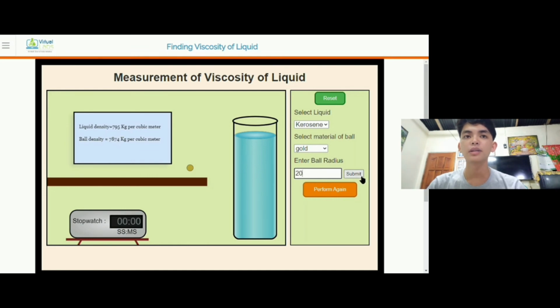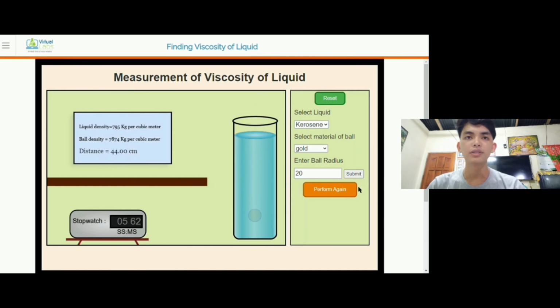For the third setup on kerosene, a 20 centimeter diameter ball will be used for a total of 5 trials. Grab the ball and put it in the bottle, and then we will see it going down. The first trial has 5.84. Then we will do another trial, get the ball again and put it in the container, and the result for the second trial is 5.62.